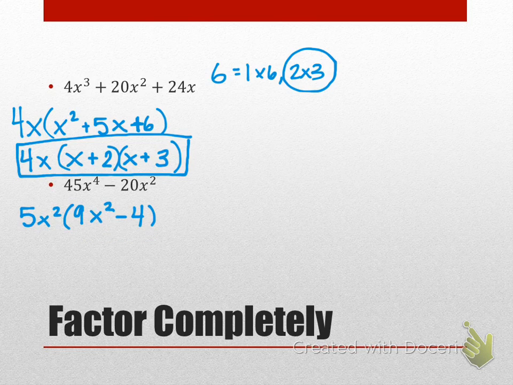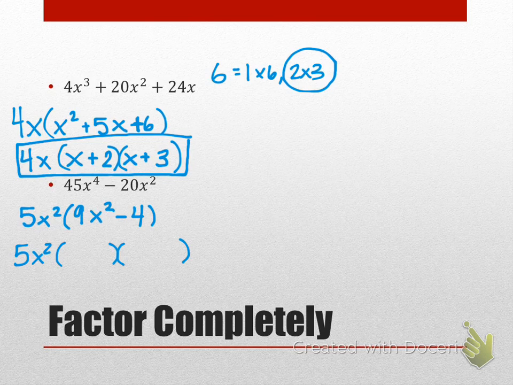Yes, I sure can, because it's the difference of 2 squares. What's the square root of 9? 3. Square root of x squared? X. Square root of 4? 2. Is it a difference? Yes, it is, so I can do that. So again, I just write my greatest common factor out to this side. Don't forget, you've got to include that greatest common factor in your answer. If you don't, it's going to be wrong.